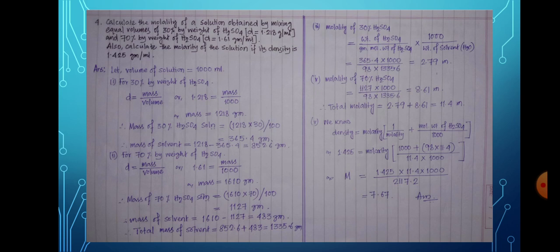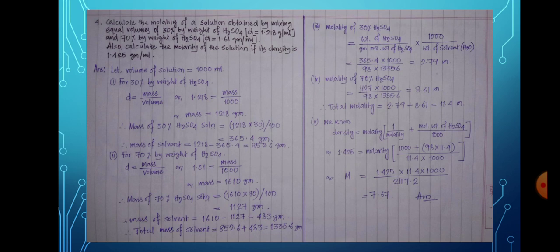So by applying this formula we get the molality of 30% sulfuric acid solution equal to 2.79 molal and molality of 70% sulfuric acid solution equal to 8.61 molal. So after mixing, total molality of the solution should be 2.79 plus 8.61, that equals 11.4 molal.